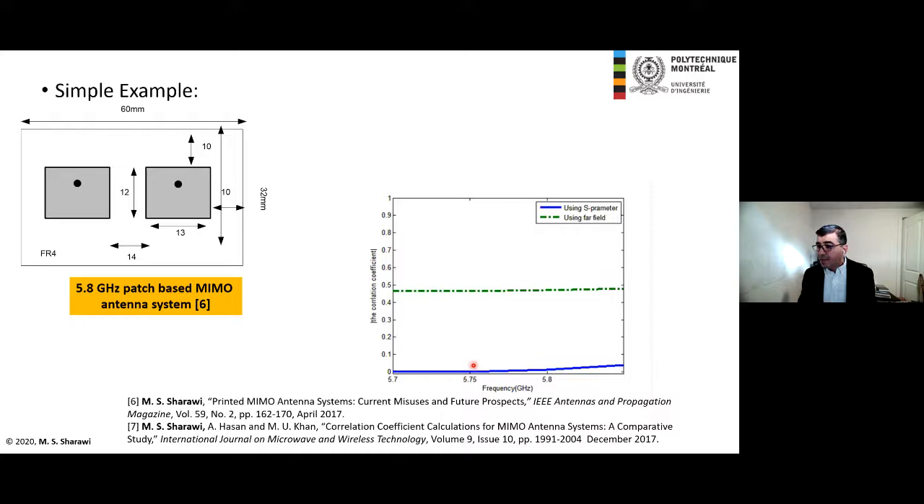So we need to be very careful when we analyze and when we claim that our antenna system or our MIMO antenna system is going to behave very well. It will not, because you need to be careful here. It's the fields, it's not the S parameters. So don't focus only on the port isolation. Port isolation will improve your efficiency. It is well known. So please be careful.